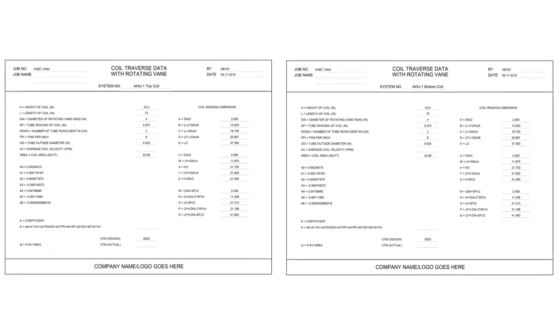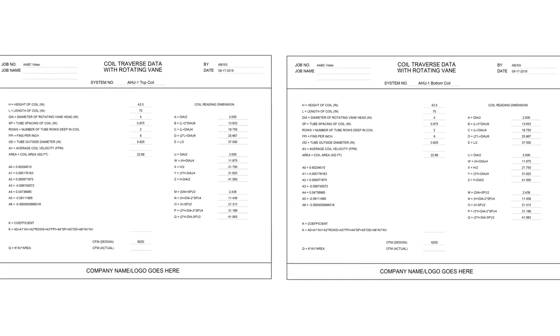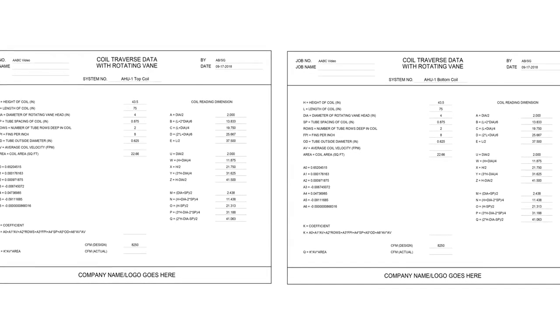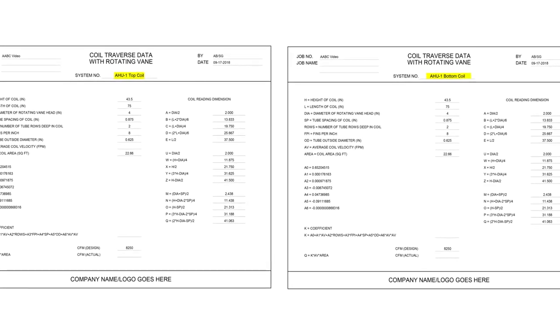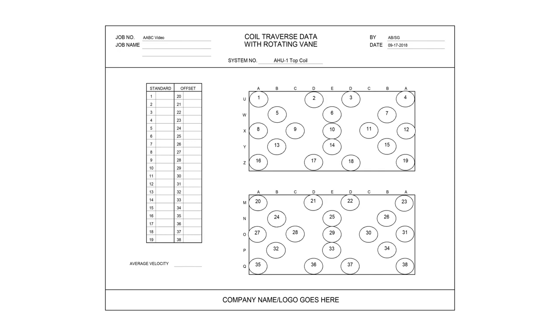The demonstration coil and the AHU1 top and bottom coils have identical dimensions. The demonstration coil's data from the coil traverse data with rotating vane form was used to input information onto page 1 of the AHU1 top coil and AHU1 bottom coil. On page 2 of the coil traverse data with rotating vane form for AHU1 top coil, record the standard velocity readings. Notice the average velocity at the bottom of the form is automatically calculating. Next, record the offset velocity readings.